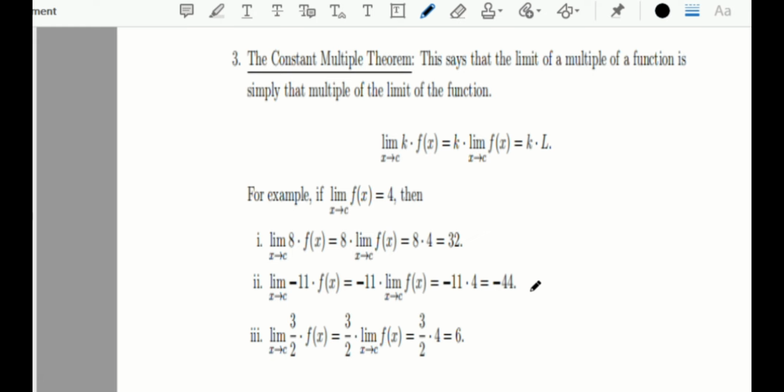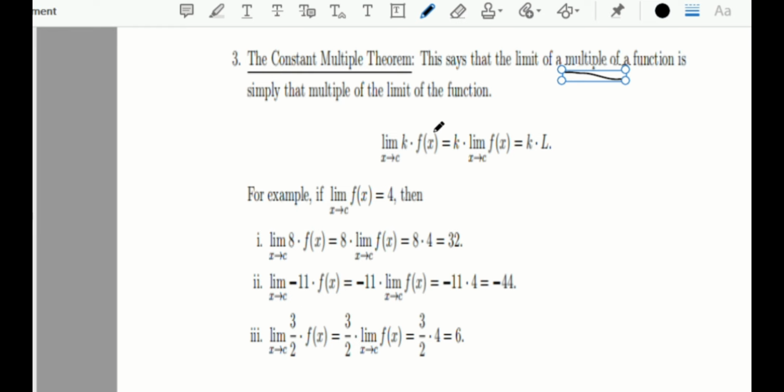Let's go now to our third theorem, the constant multiple theorem. This says that the limit of a multiple of a function is simply the multiple of the limit of the function. When we have a multiple of a function, we expect that there is a constant. So we have the limit of a constant times f of x, meaning f of x is multiplied by k. So k times f of x.